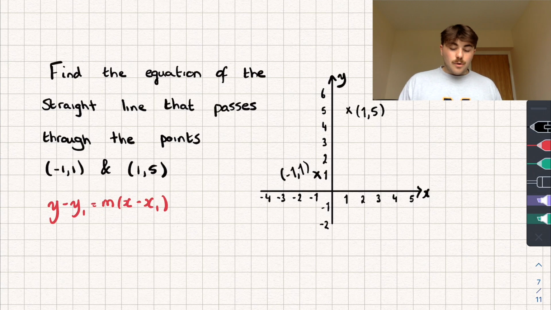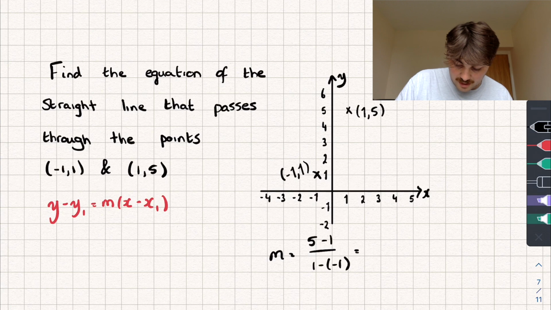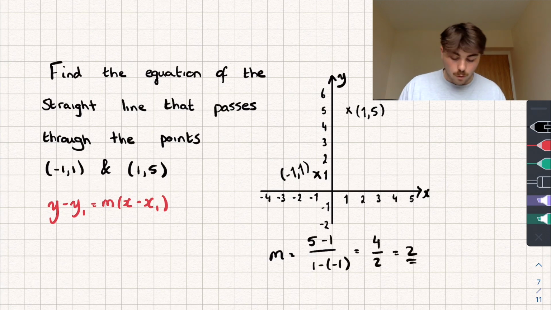So we need to find the equation of a straight line that passes through the points negative 1, 1 and 1, 5. First step, find the gradient. So that's just the difference in y divided by the difference in x. So 5 subtract 1 over 1 subtract negative 1. So we're going to get 4 over 2, which is equal to 2, like before.